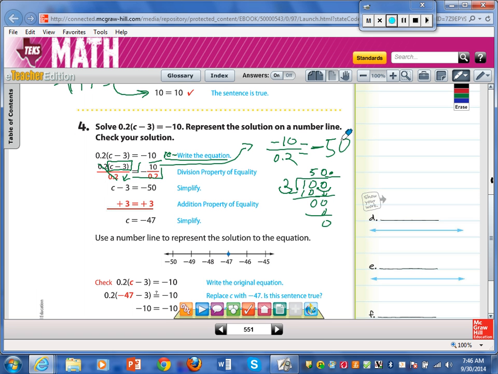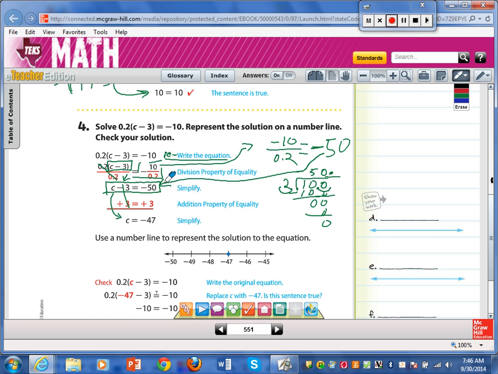So that's how it got to here, negative 50. Okay? Does that make sense? Yes, it does. So now we ended up with a brand new equation here. So c is being subtracted by 3, so we have to do the opposite, add 3 to both sides. This cancels, so the only thing that's left over is c.